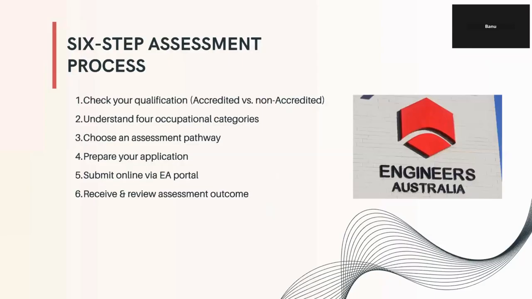Let's now look at what this assessment process is going to be like. It's a 6-step assessment. First, you check whether your qualification is accredited or not. Then understand the occupational categories and choose the right pathway. Once you have prepared all the documents, which we will explain in more detail, you will apply online via the Engineers Australia portal. After submission, Engineers Australia will review your application. If it is successful, you will receive a positive outcome letter, which you can then use for your visa application or your job applications.